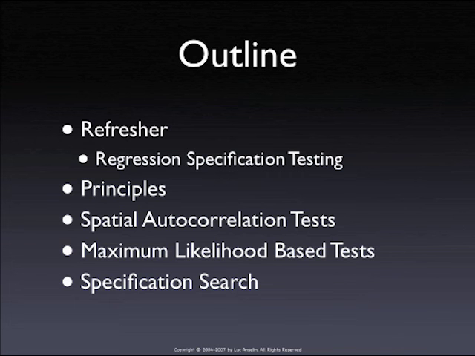So the idea is then to be able to carry out a specification search where you start with a least squares regression, take the residuals, carry out diagnostic tests, and from that you determine which is the proper alternative model, and then we move on to the second phase, which is estimation.